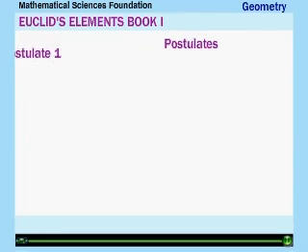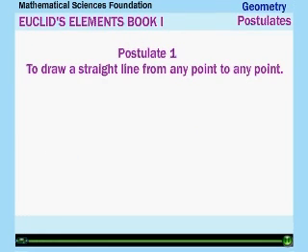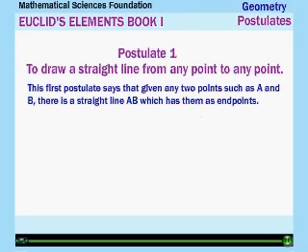The first postulate allows you to draw a straight line from any point to any point. What it means is that given any 2 points A and B, there is a straight line AB which has them as endpoints.